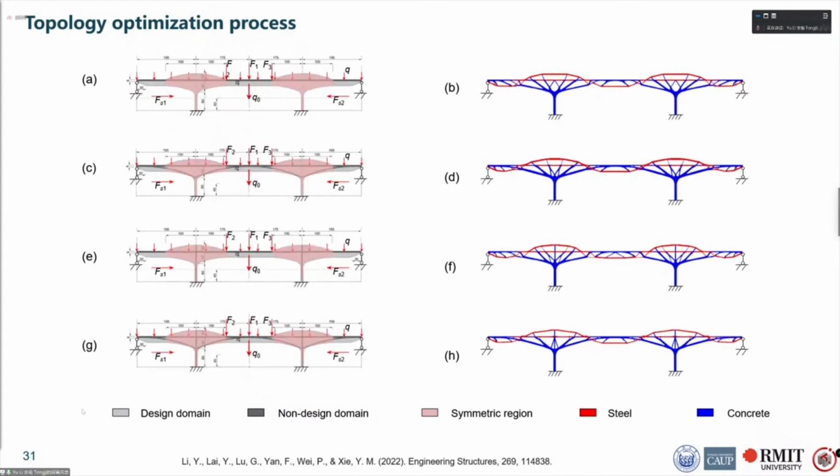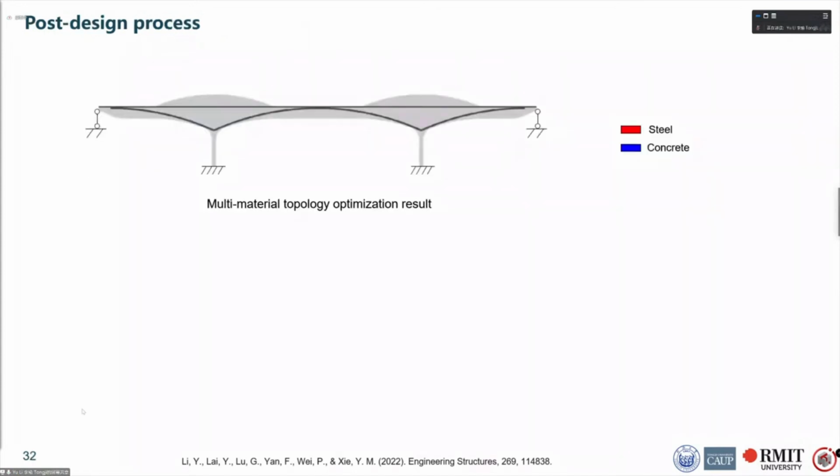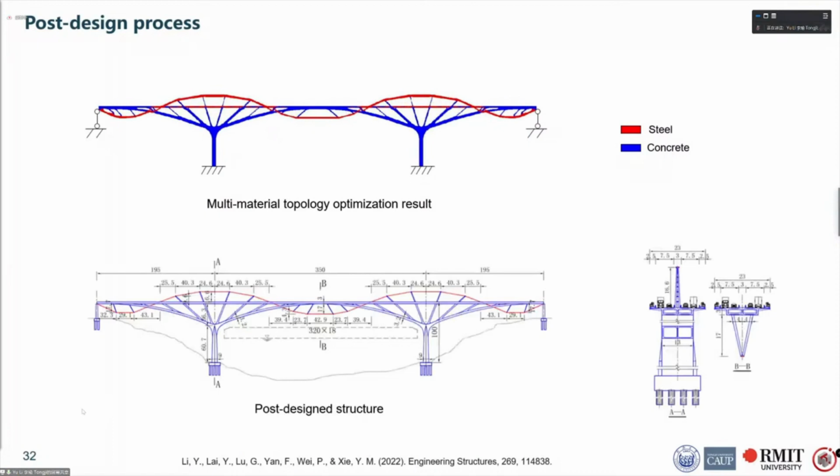Besides, we have also considered the multi-load cases, like the lateral seismic loads. Finally, we choose one competitive result and perform the post-design of the bridge. The steel components are designed as steel cables, and other parts are designed as concrete components, forming an efficient composite structure system.